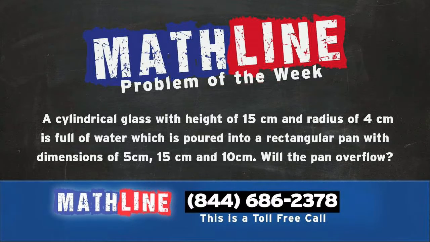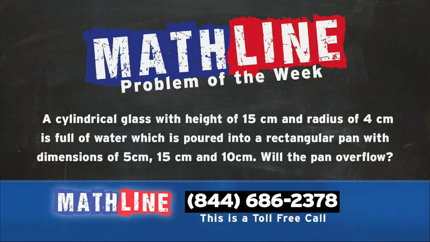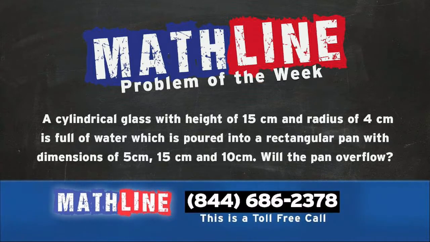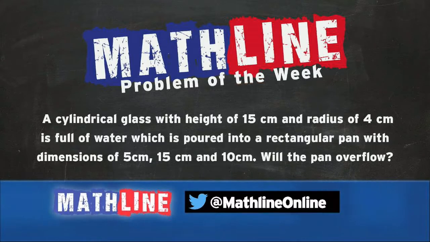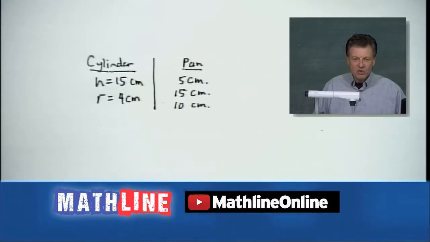And we're going to pour it into a rectangular pan with dimensions of, so we've got a rectangular solid, a pan that has 5 centimeters for one of the dimensions, 15 centimeters, and 10 centimeters. Maybe think of whichever way you want to call it, deepness here. But there are your dimensions for the pan. It's not a square, it's a rectangular. And the question is, will the pan overflow?